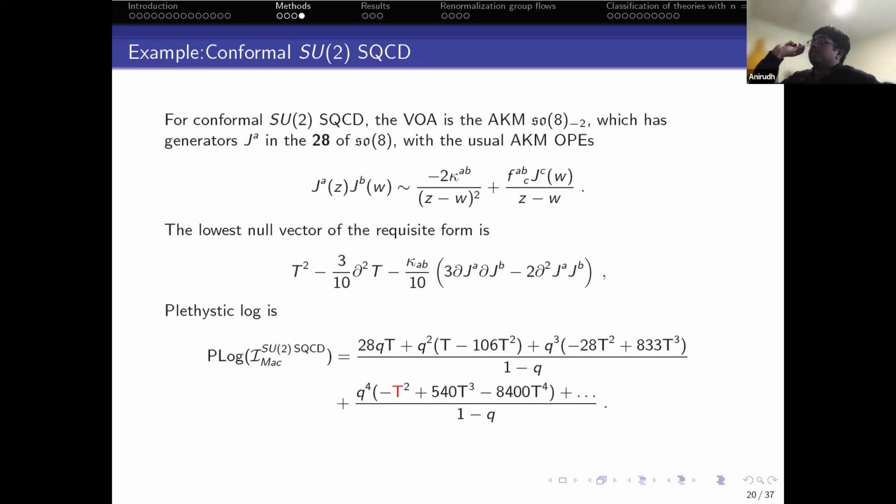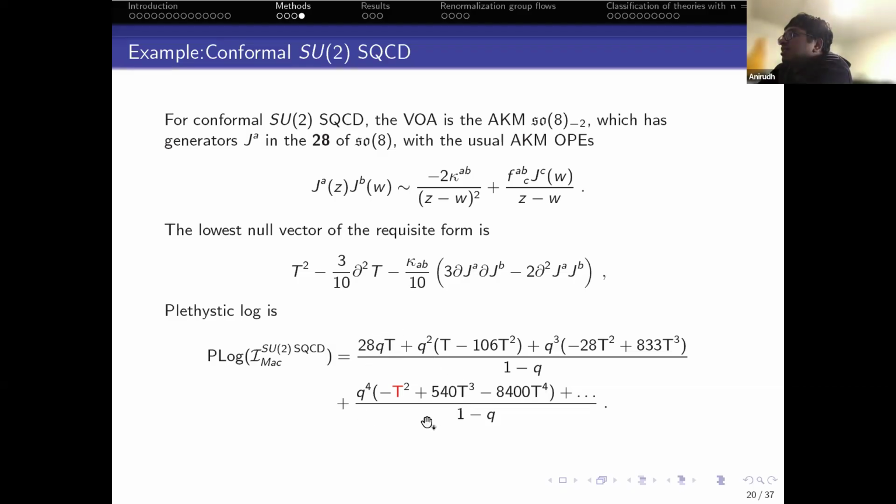So yeah, let's do a slightly more involved example. Again, we'll take this simple SU(2) super QCD, which is conformal, and the VOA in this case is SO(8) at level -2, which has this standard OPE. And in this case, the null vector is of this form. I think I already showed this. So let's see if we can identify it in the plethystic log. So the first term, 28 times qt, these are the J's. So the J has weight h, so q to the 1, and it has an R charge 1. So it's 28 qt. So this is good.